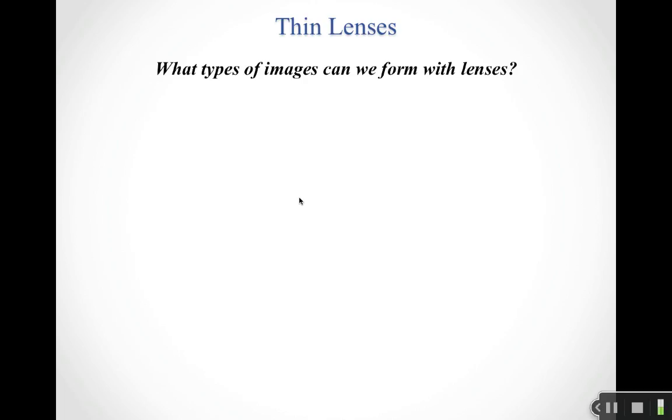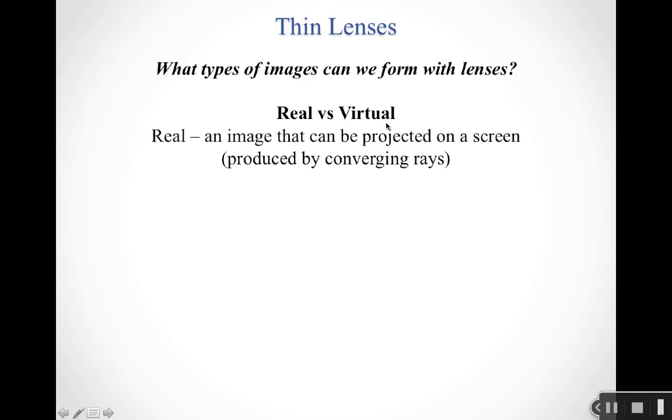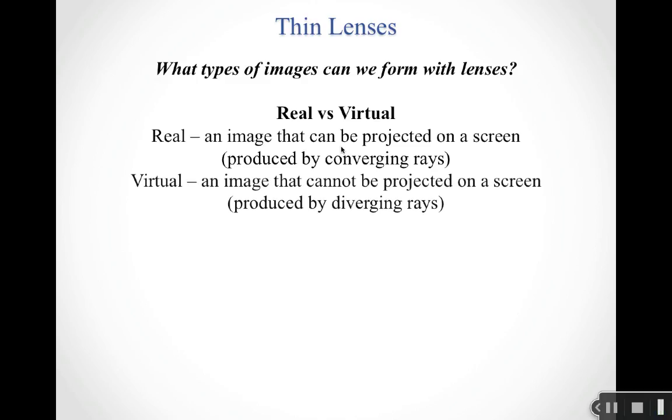There are basically three sets of categories that we're going to care about in terms of thinking about our lenses or our images. And the first is, is it a real image or is it a virtual image? So a real image is an image that can be projected on a screen. That's produced when rays come together. They come together at some point, and you can set a screen there.